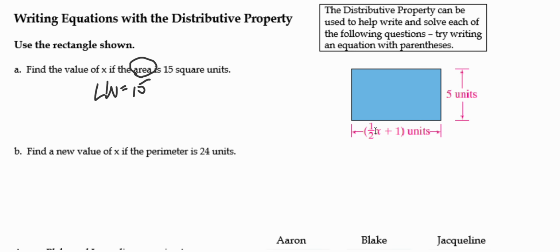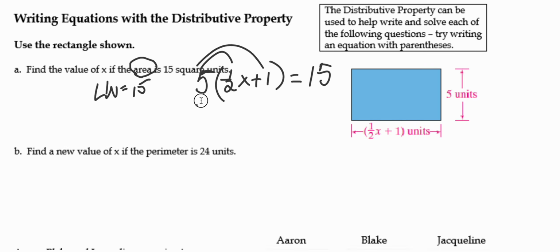In ours, it doesn't really matter who we call the length and who we call the width. However, normally, because the 5 is by itself, that will go before the expression that's written in the parentheses. That's the way we're used to seeing the distributive property. And we know that the area then is 15. Using the distributive property and multiplying, we end up with 2.5x plus 5 is equal to 15.